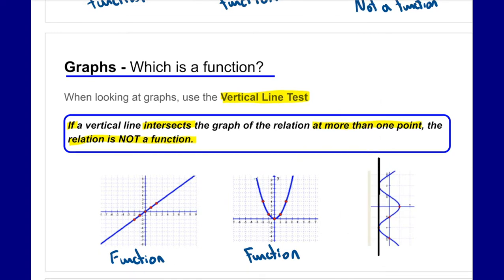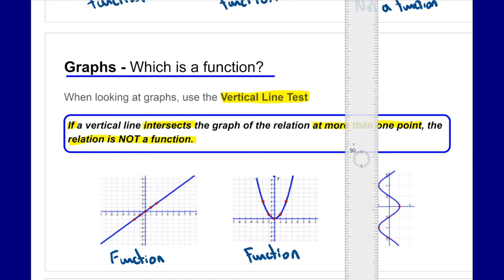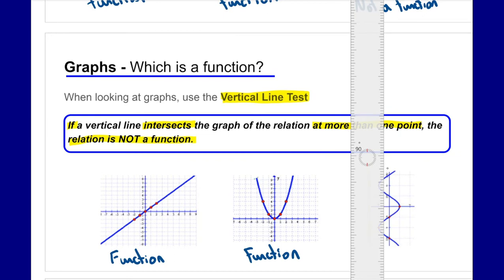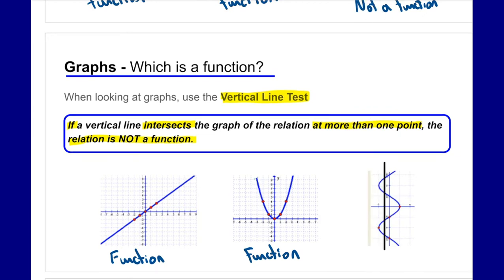So I've taken my vertical line. Maybe we'll find a more clear example rather than that first point. So here, if I take a look at my vertical line that I've drawn in, I see it hits our graph relation at 1, 2, 3, and 4 points. Because it hits at 4 different points, that's more than one, this is not a function.